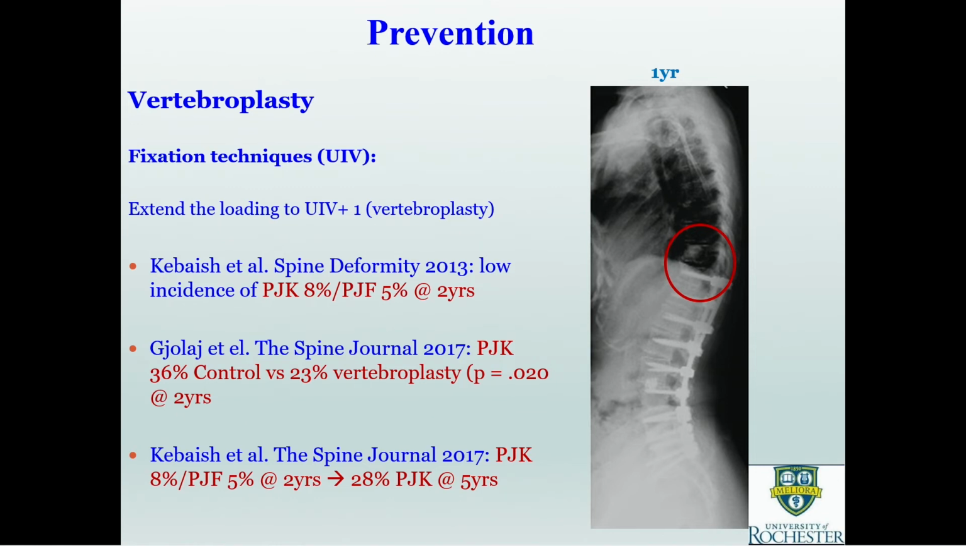Vertebroplasty. When vertebroplasty was initially described by Kebaish et al. at Hopkins, the 2 year and 3 year follow-up studies showed great reduction in risk for PJK. So it was being observed as the thing to do at the time. But the follow-up study that came out several years later, a 5 to 7 year study, demonstrated that there was actually no significant reduction in risk for PJK. So vertebroplasty may reduce your short-term risk for PJK, but not long-term risk for PJK.